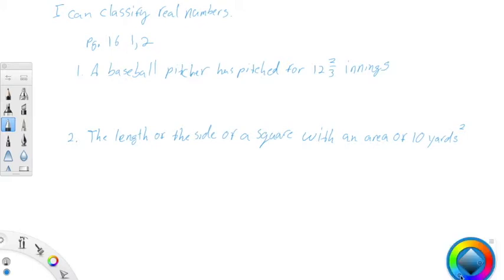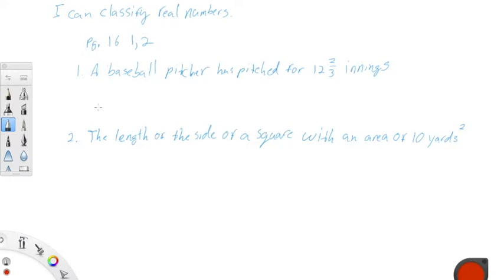Example problems, and I'm going to change my ink color because I'm kind of tired of that one. I can classify real numbers. We're still talking about the same objective. This is actually in your book, page 16, and it's your turn. It's your turn 1 and 2. So if you want, you can try.